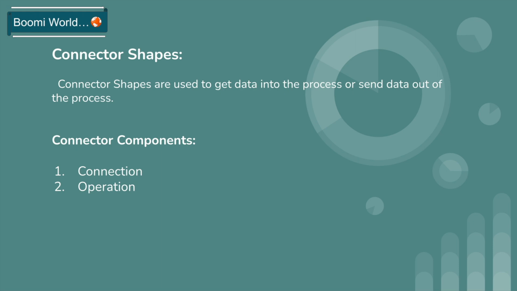So Connectorshape is a combination of these two components. You can create these two components separately for the process, and you can use them anywhere in the account, because both connections and operations are reusable components. You can create a single connection and pair it with your different operations as well. Okay, so now we'll see how to configure this Connectorshape on Boomi.